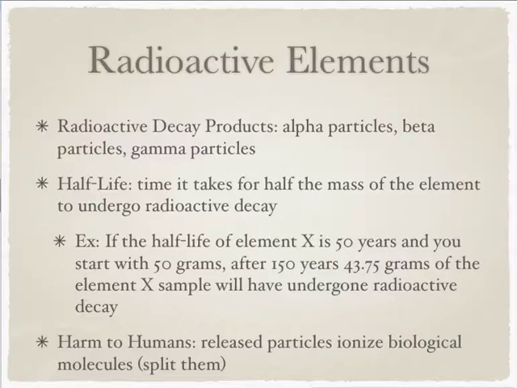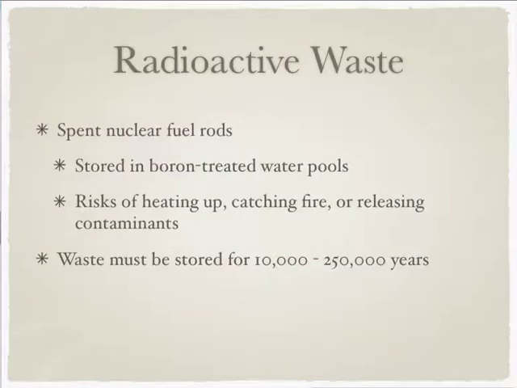Radioactive elements release particles that ionize biological molecules. This essentially splits them. This is why radioactive elements are harmful to humans. In plants, the radioactive waste comes from the nuclear fuel rods. These are then stored in boron-treated water pools or underground if the facilities are available. The risks of nuclear fuel rods are that they may heat up and catch fire or release their contaminants. These rods and waste must be stored from 10 to 250,000 years.